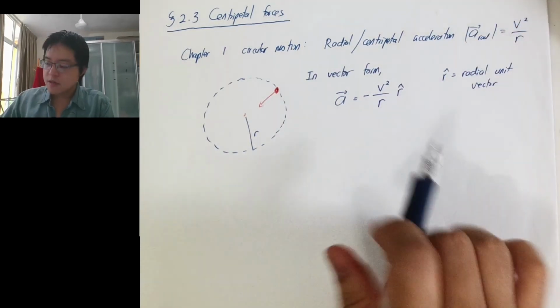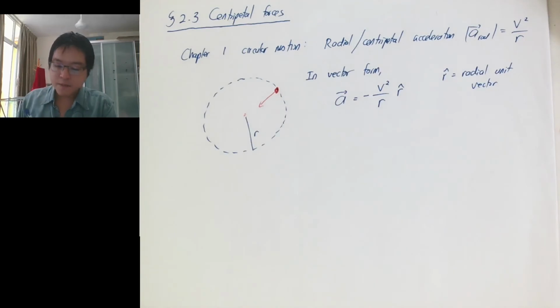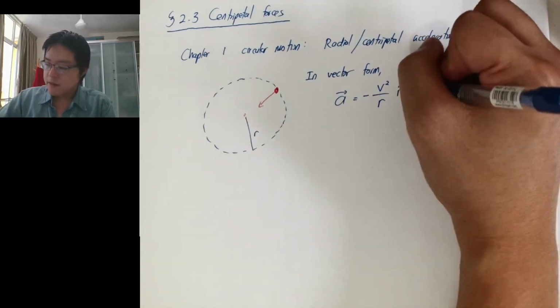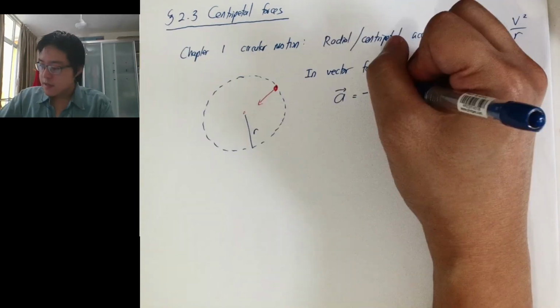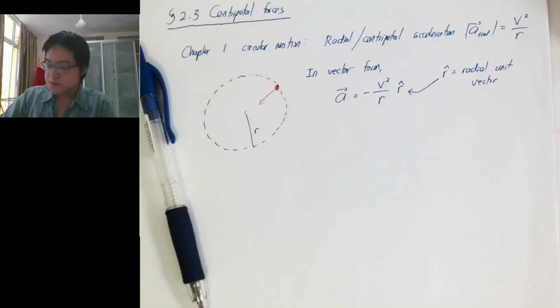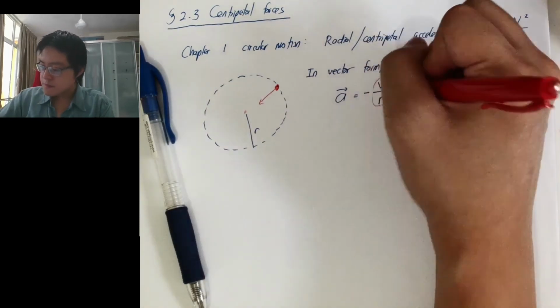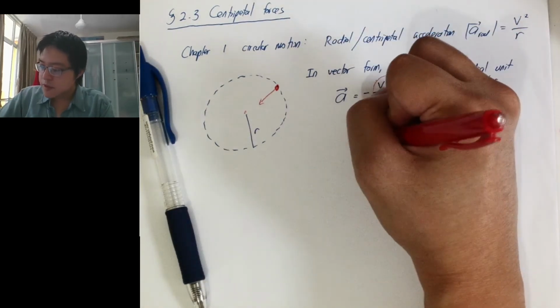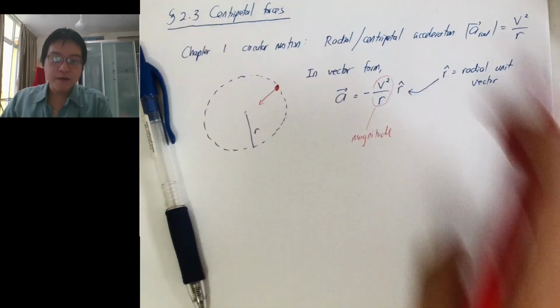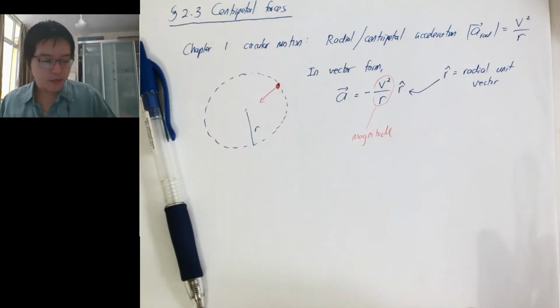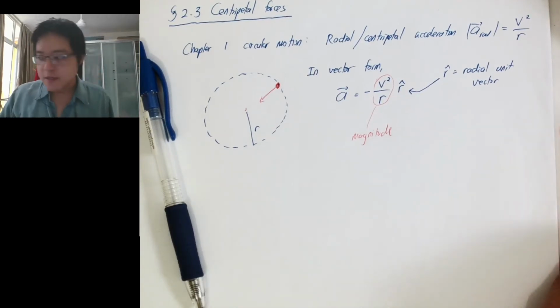Okay, so this is how you write this in vector form. And then this part is the magnitude, which we already have been using. I'm just reminding you what we did in chapter 1.